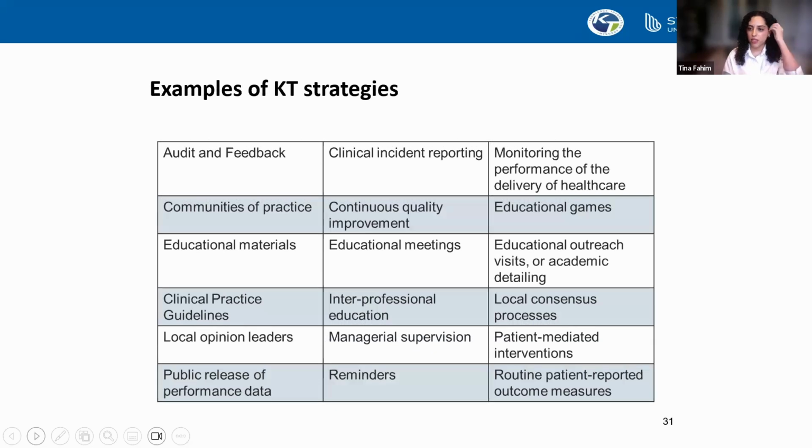So these are examples of different knowledge translation strategies, implementation strategies, many of which I'm sure look familiar and you may have used in your own setting. These include things like audit and feedback, communities of practice, educational materials, and local opinion leaders. So again, it's not that these are necessarily novel strategies that you may not have seen before. The key here is making sure that we're picking the strategies that match the barriers and that we're operationalizing these in a way that aligns with evidence and a way that aligns with user needs.